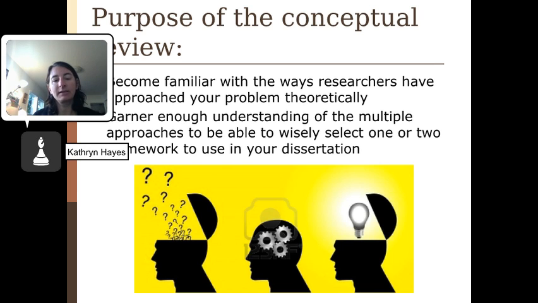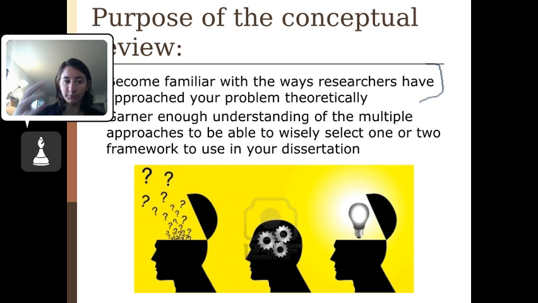The purpose of doing a conceptual review is to become familiar with the ways researchers have approached your problem theoretically, and to garner enough understanding of the multiple approaches to be able to select 1 or 2 for your dissertation. So in the end, we're going to be looking at somewhere between 3 and 5 different ways to conceptualize your problem. And then that will allow you to wisely select one way rather than just happen across a way to understand your problem.